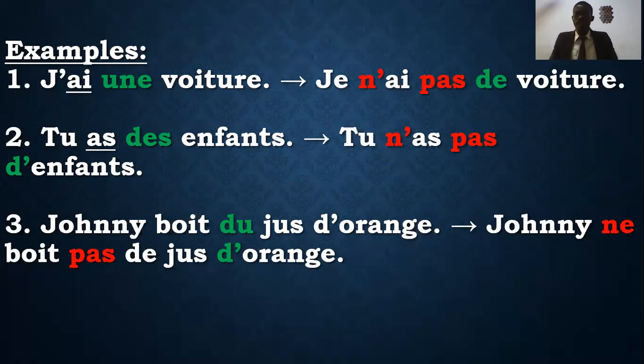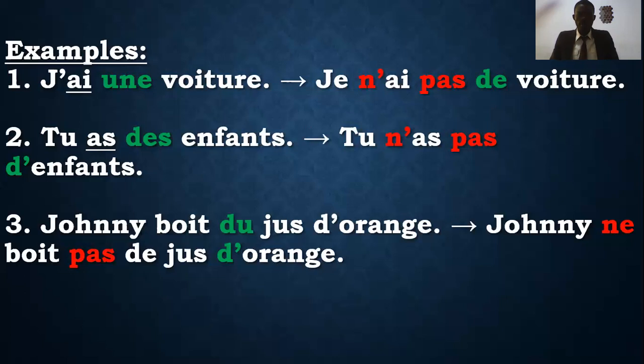So let's look at it now. Johnny ne boit pas de jus d'orange. You can see the du is in green. The replacement is also in green, and that is de apostrophe. Orange begins with a vowel, so we will not use de. We have to use de apostrophe.